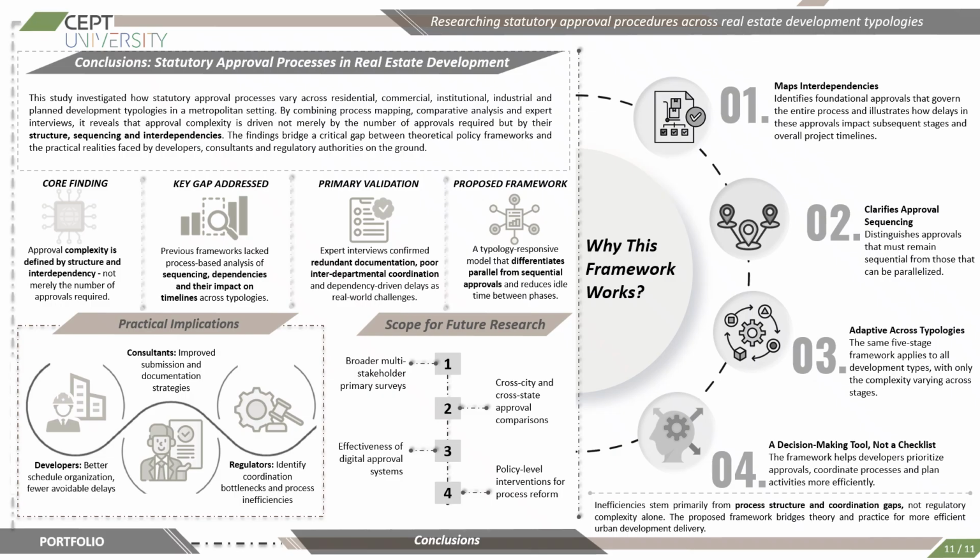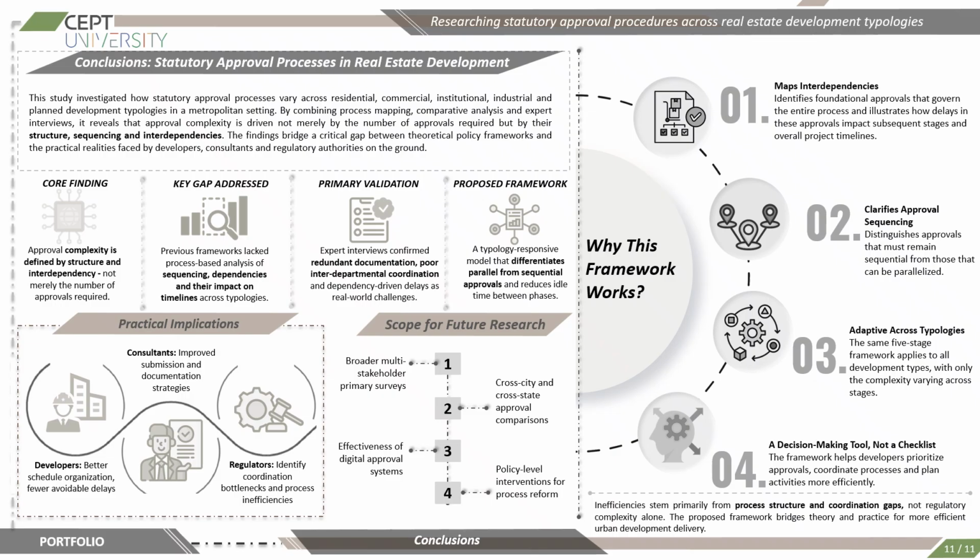Primary validation through expert interviews confirmed that several practical challenges, including the redundant documentation, poor interdepartmental coordination, and the dependency, were driving the delays of the project. Based on these findings, the proposed framework introduces a typology responsive model that differentiates between the parallel and the sequential approvals. The slide also explains why this particular framework works. First, it maps interdependencies and identifies the approvals at the foundation level that control the later stages. Second, it clarifies approval sequencing by distinguishing approvals that must remain sequential from those that can also be parallelized.